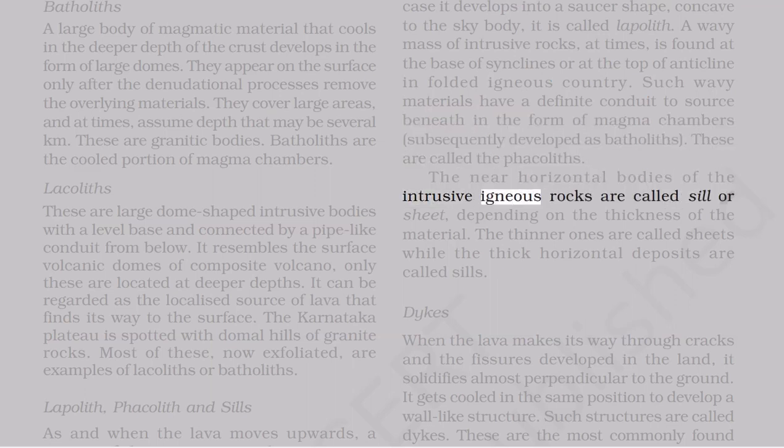The near-horizontal bodies of the intrusive igneous rocks are called sill or sheet, depending on the thickness of the material. The thinner ones are called sheets, while the thick horizontal deposits are called sills.